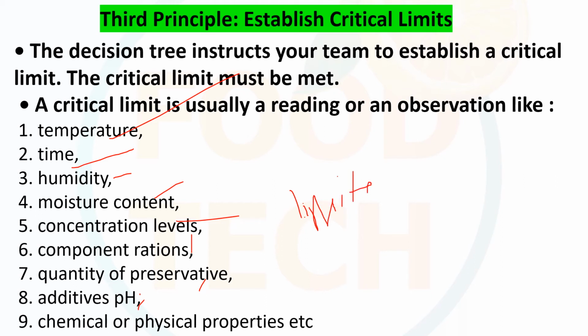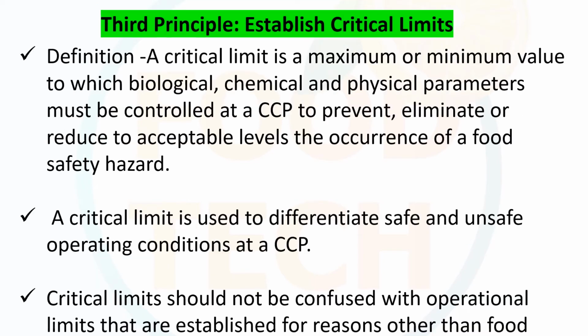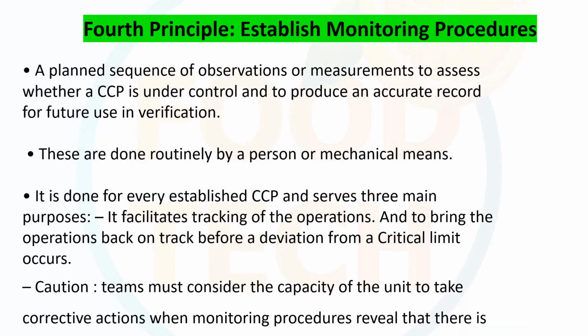Above that it is not acceptable. These are the limits that are set, and they go hand in hand with what is called the CCP. So the critical limit is the maximum or minimum value to which any hazard must be controlled at a CCP. This is all about the critical limit. You can read it afterwards.